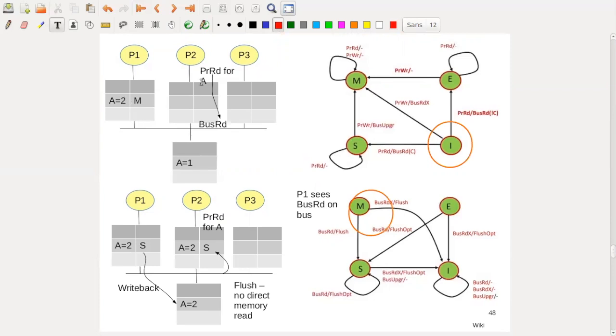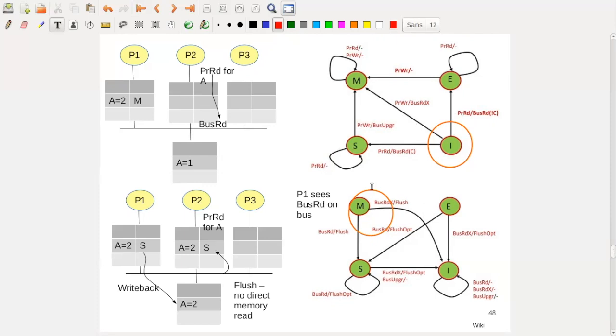Whereas here, when processor 2 sends this processor read, there is a bus read, and this processor 1 sees this bus read. So this indicates that there is one more processor which has that data. And therefore, this I state is not going to change to exclusive state. This I state is going to change to S state. So this I will change to S here.